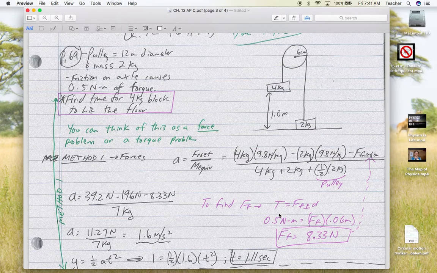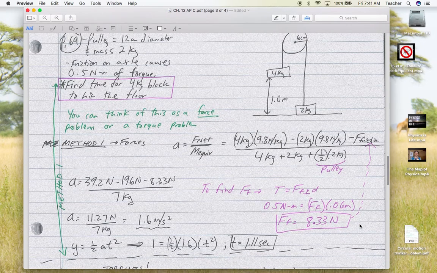So to find the force of friction, I'm going to use force of friction times distance is going to equal the torque. We know the torque caused by friction, 0.5 newton meters. And we know that we could think of that as acting at 6 centimeters from the center. It may or may not be, but we could think of that to help us figure out the equivalent force of friction, which was 8.33 newtons. So when I get that, I get 39.2 minus 19.6 minus 8.33.